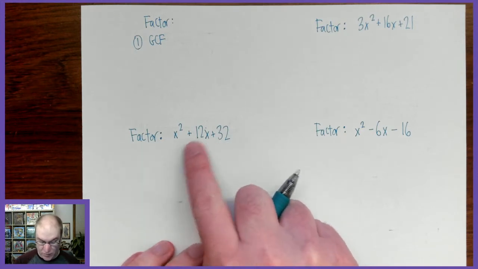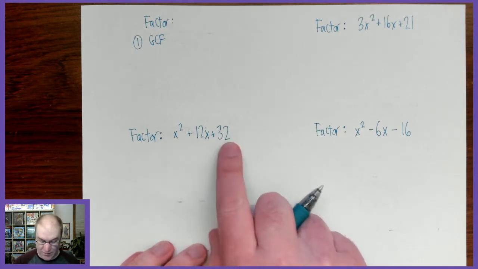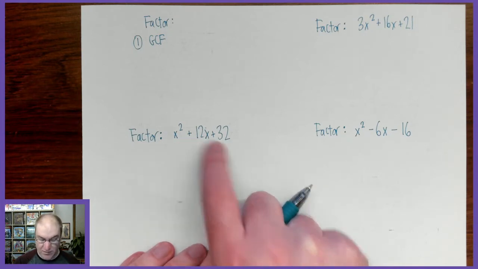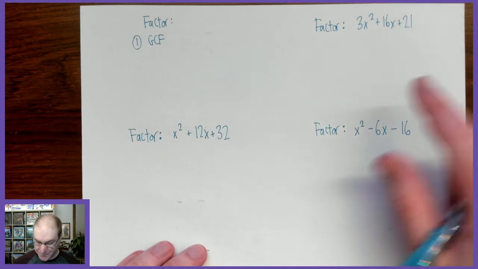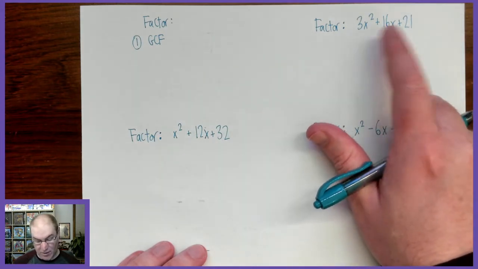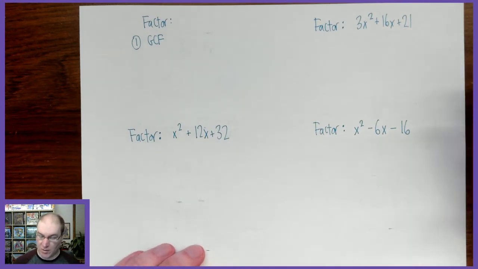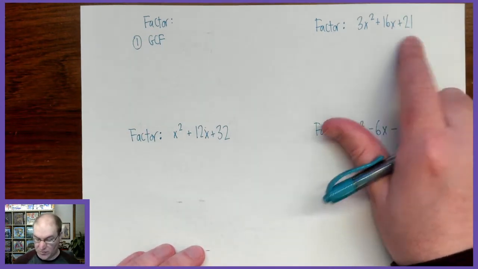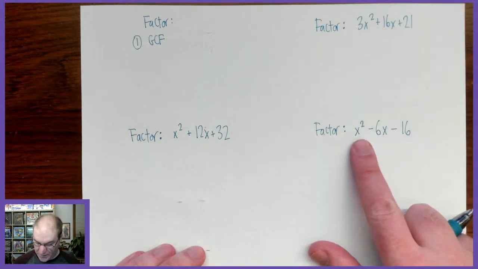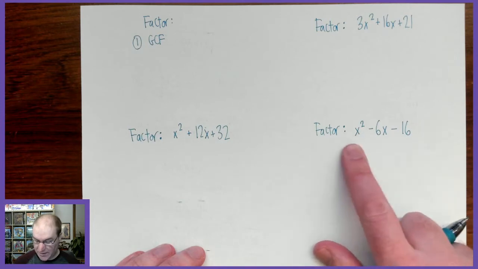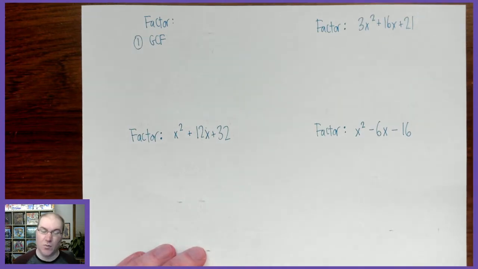In this one, there's no greatest common factor in terms of x's, because there's no x there. And there's no number that can divide evenly into any of those. So GCF's not going to work on that one. Let's check here: 3, 16, and 21. The GCF of those three numbers is 1, so that's not going to work. And again, there's no x here, so there's no GCF in this one. And then this one, x squared minus 6x minus 16. They don't all have an x, and the GCF of the numbers is 1. So you should always check first to see if the problem can be factored using greatest common factor.